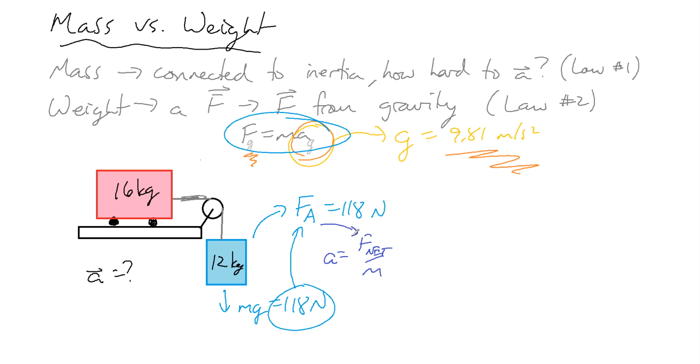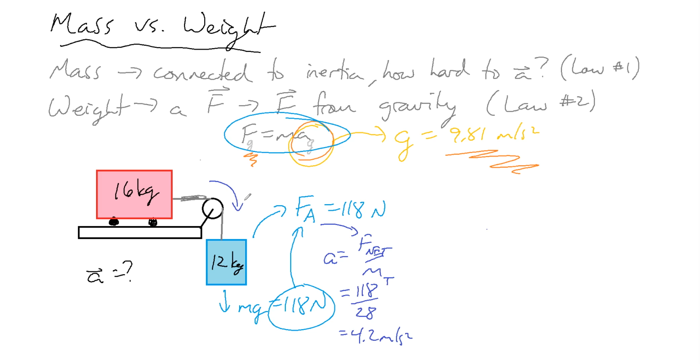Now, what mass do I use? Well, what's moving? The blue box is moving, but the pink box or the red box is also moving. So they're both moving, and I want to use the total mass altogether. I'm going to take that 118 newtons and divide it by the total mass of 28. 118 divided by 28 gives an acceleration of about 4.2 meters per second squared. And obviously it would be going around something like this.